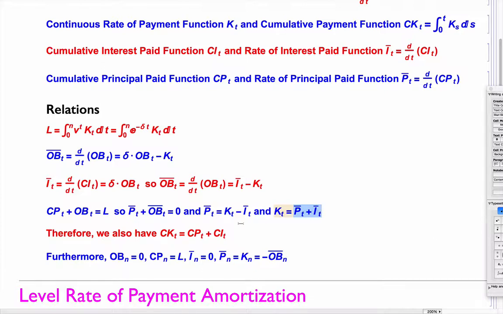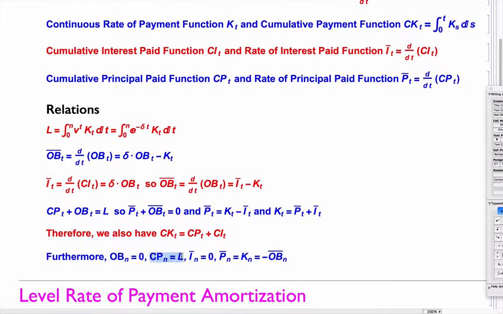You can integrate both sides of that equation to get this one using the fact that you want these functions to all have graphs that go through the origin, so you don't need to worry about integration constants being added here. This says the total amount you paid from time 0 to time t is the sum of the total amount you paid toward principal and the total amount you paid toward interest. Makes good intuitive sense. Furthermore, finally, at time n, you have an outstanding balance of 0.